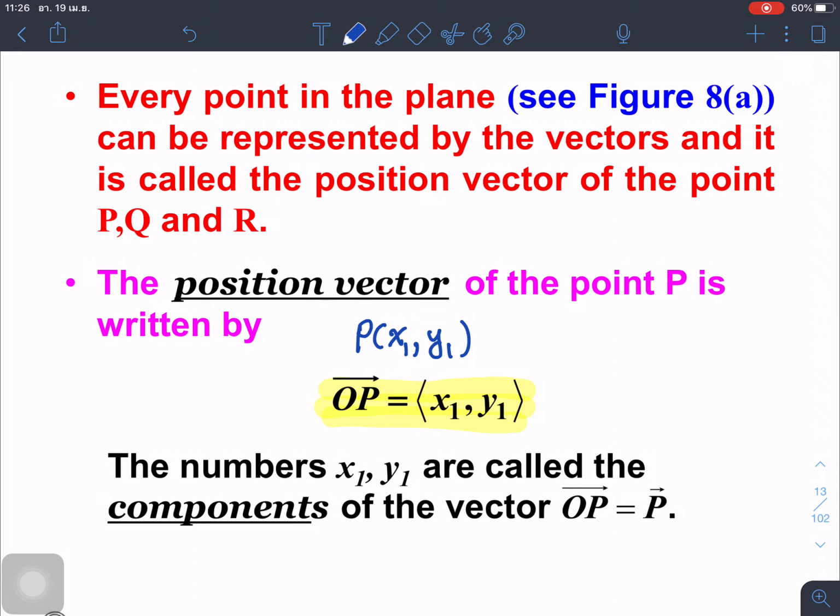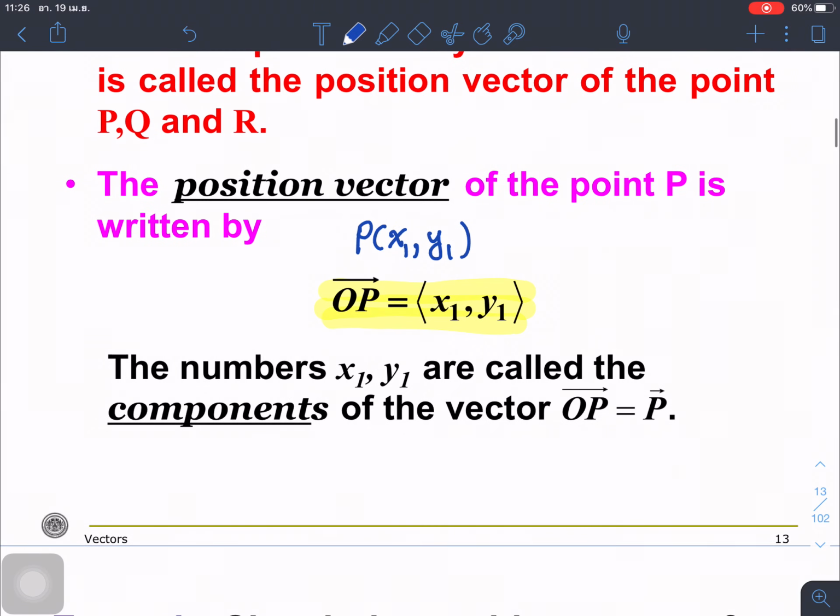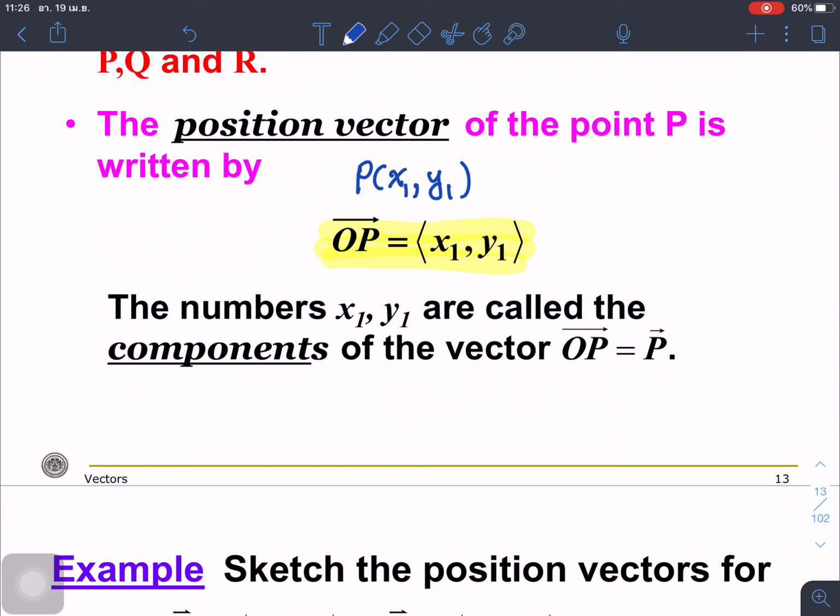And in this lecture, we use the notation of angle brackets. But if you study in some books, the way they represent vectors, they use round brackets. So you have to be careful about the notation. But as long as you understand, you can use either round brackets or angle brackets. It doesn't matter. All right.